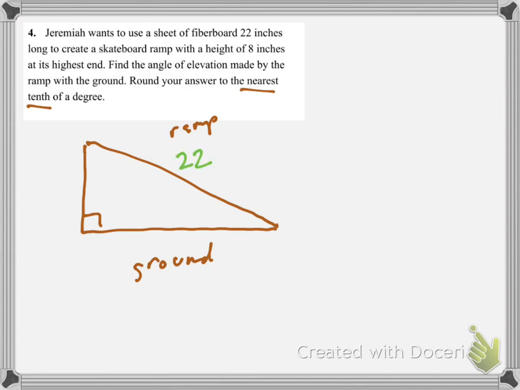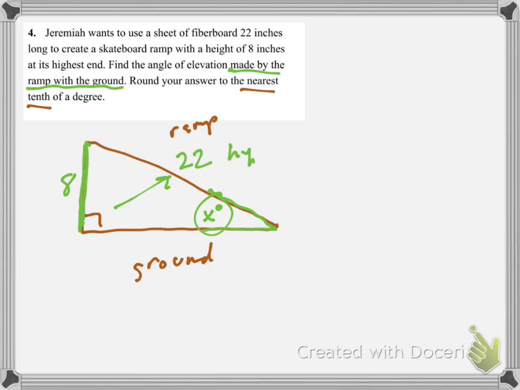Okay, the height is 8 inches at its highest end. So height is always measured vertically. So that's 8. It says, what is the angle of elevation? Well, the angle of elevation goes right there. Okay. And the other thing is it said it's made by the ramp with the ground. So ramp, ground. That's where X goes. So here's your angle.